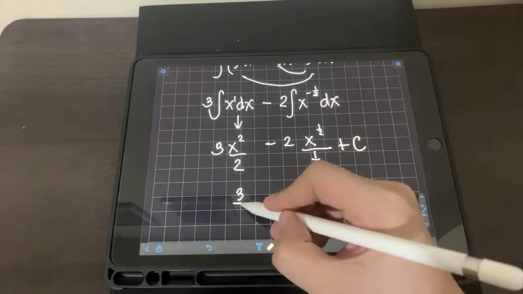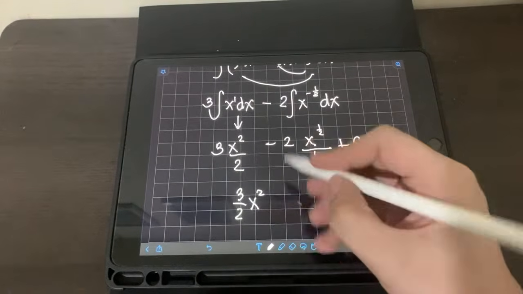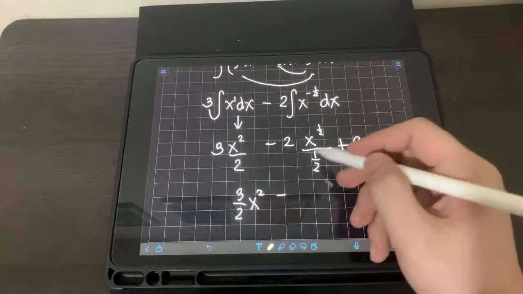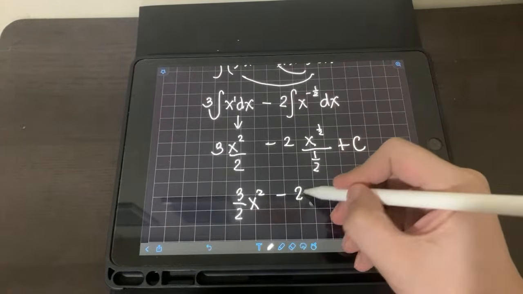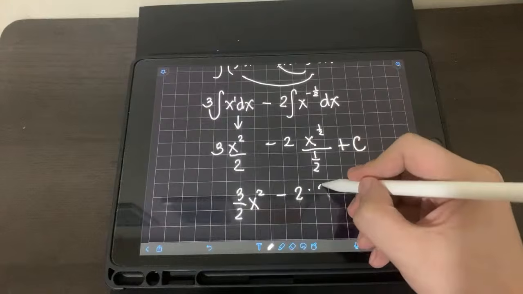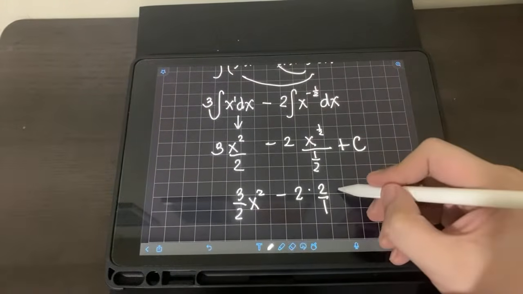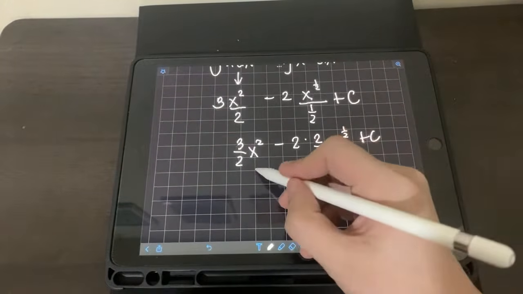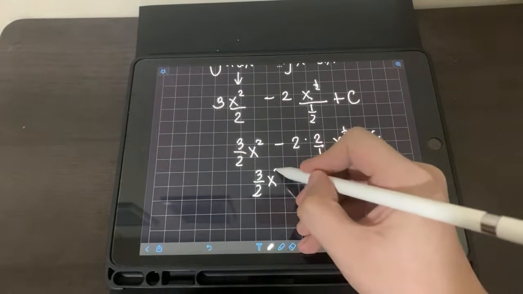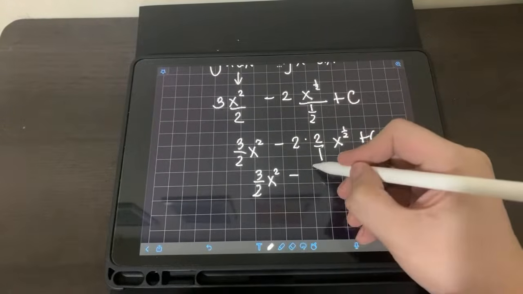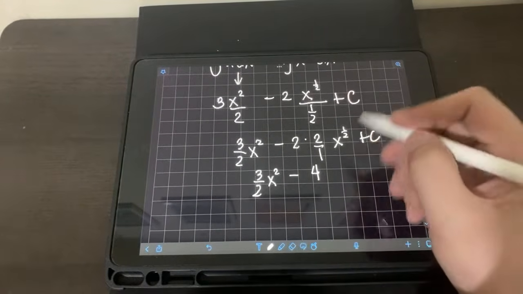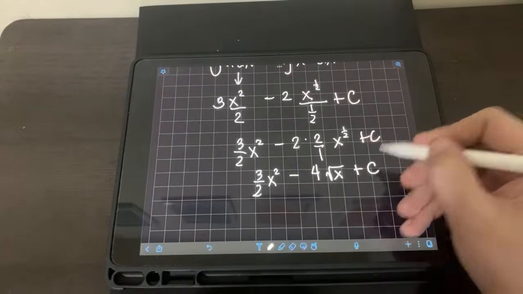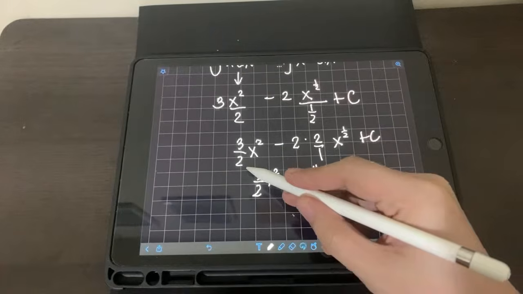So, you have 3 halves x squared minus. So, how will you simplify this 1/2? So, 2 times the reciprocal of 1/2, it's 2 over 1. Okay? Then, x raised to 1/2 plus c. So, simplify. You have 3 halves x squared minus 2 times 2 is 4. Then, x raised to 1/2 it's the same as square root of x plus c. Okay, so therefore, this is the final answer.